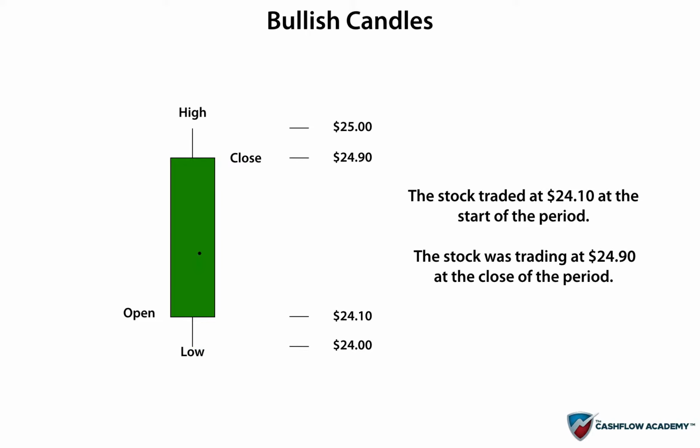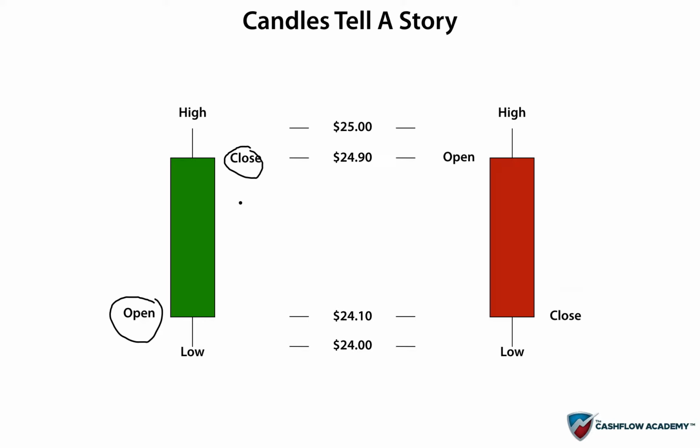And they'll color them, usually green and red, sometimes white and black. A green candle means that it went up, right? But a red candle means that it went down, and these are swapped. So in this candle, it opened at 24 and then it went down to 24.10. In this candle, it went up.